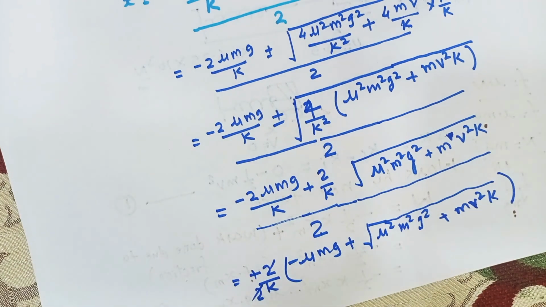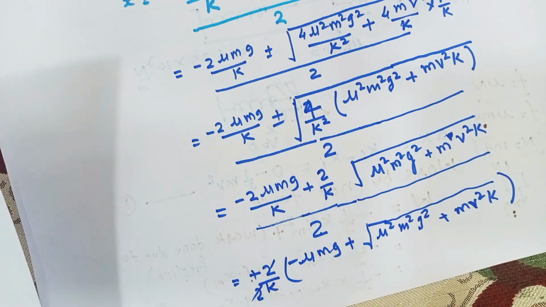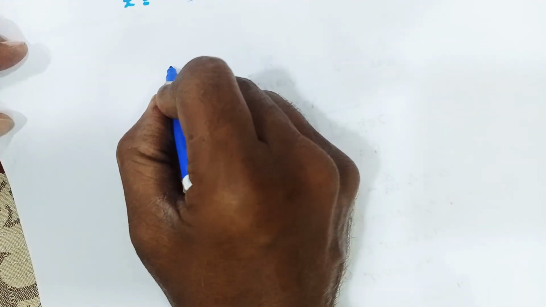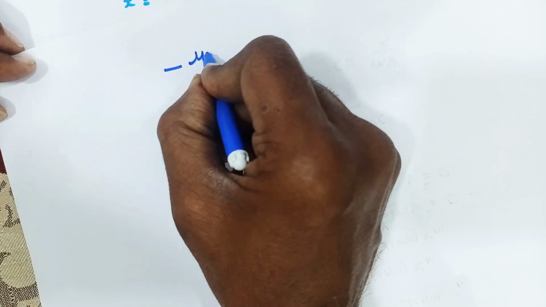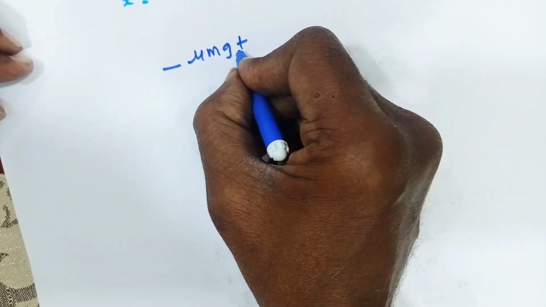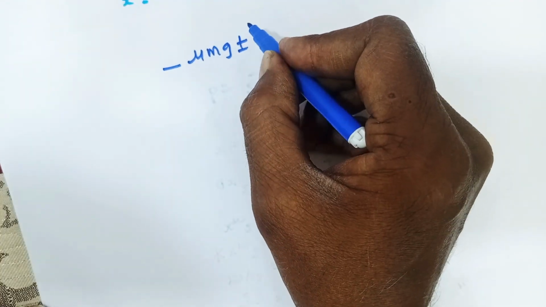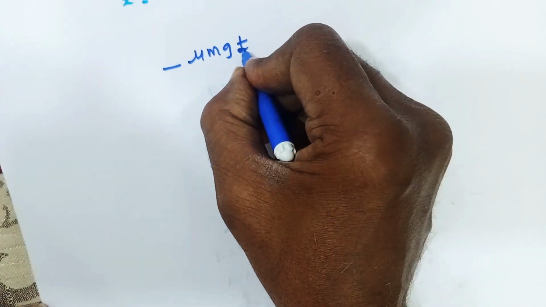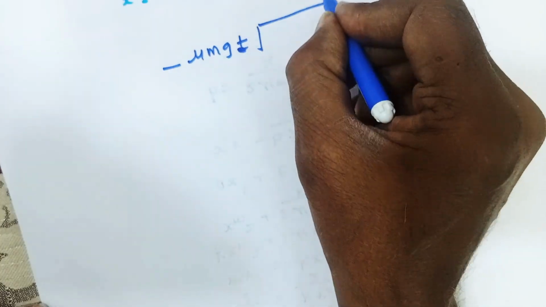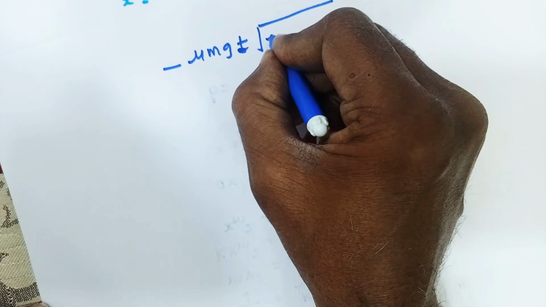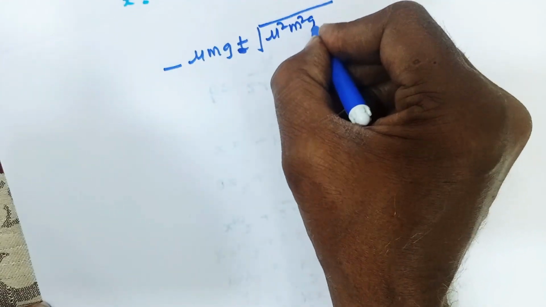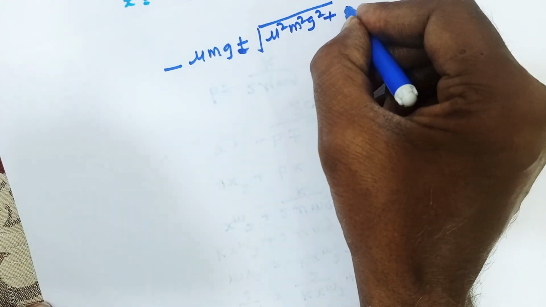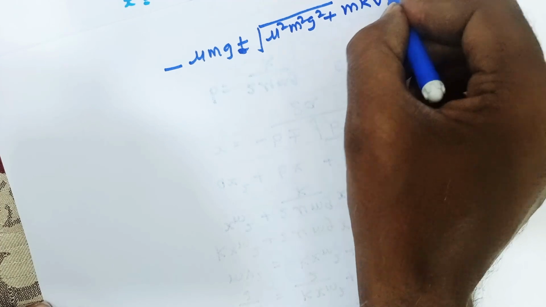So finally we will get minus mu mg k by k, and finally we will get minus mu mg plus minus. If you take the plus sign only, don't take the minus sign, so it will be totally minus. So it will be mu square m square g square plus mkv square upon k.